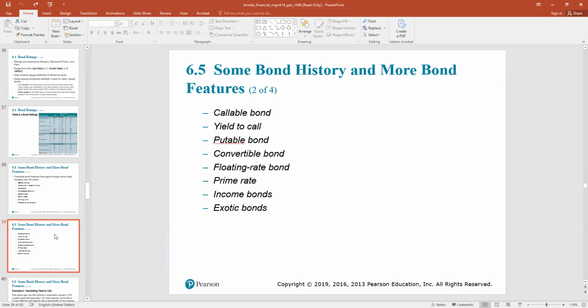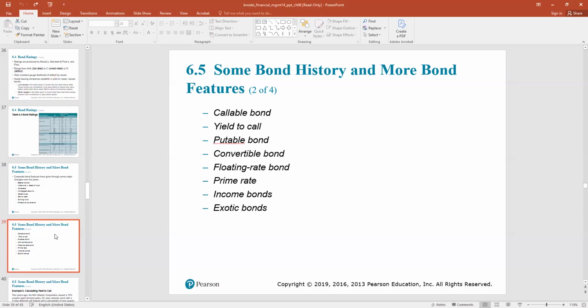Putable bonds are the bonds that give you the right to sell it. Okay, do you know the call option and the put options? You haven't taken any financial derivatives, yeah? So it's one of the derivatives. These are all derivative financial securities, where it gives you the right to sell and buy things. Sometimes you're obligated to do it, sometimes you have the right.